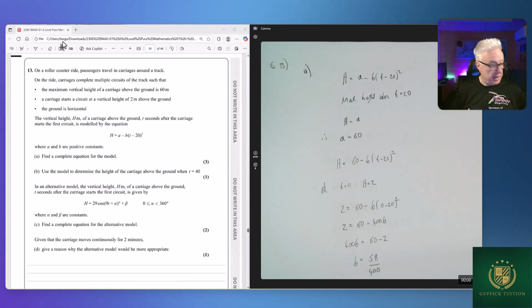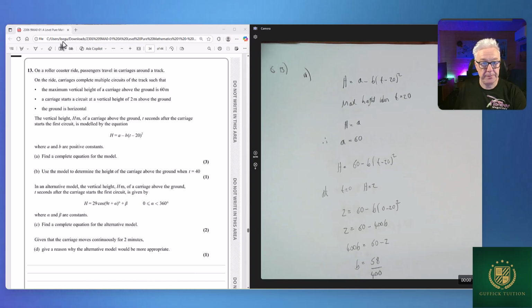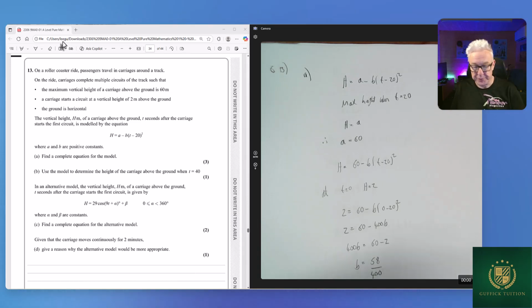Hello everyone, we're on question 13 now of paper 1 from 2023. We've got a modelling question. It says, on a roller coaster ride, passengers travel in carriages around a track. On the ride, the carriages complete multiple circuits of the track, such that the maximum vertical height of a carriage above the ground is 60 metres. The carriage starts a circuit at a vertical height of 2 metres above the ground. The ground is horizontal. The vertical height h metres of a carriage above the ground at t seconds after the carriage starts the first circuit is modelled by that equation. Find a complete model.